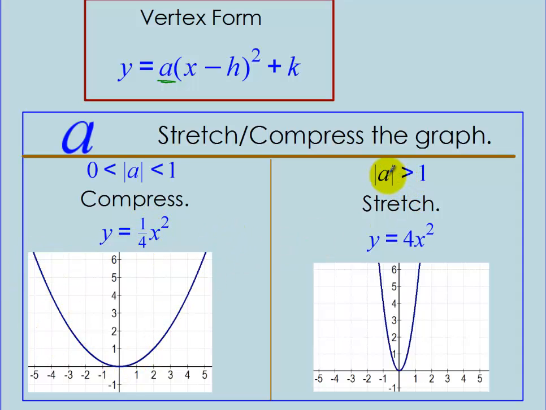If the absolute value of a is greater than 1, it stretches the graph taller. So in this case, y equals 4x squared. This graph looks a little taller.